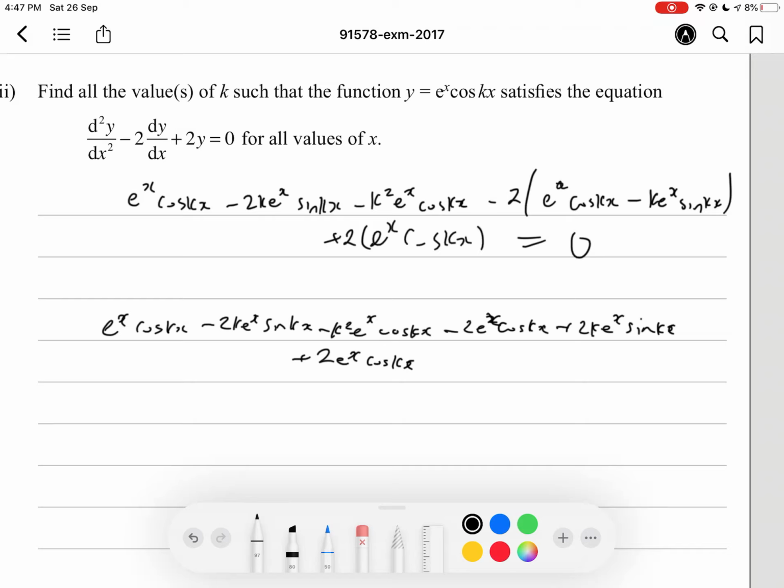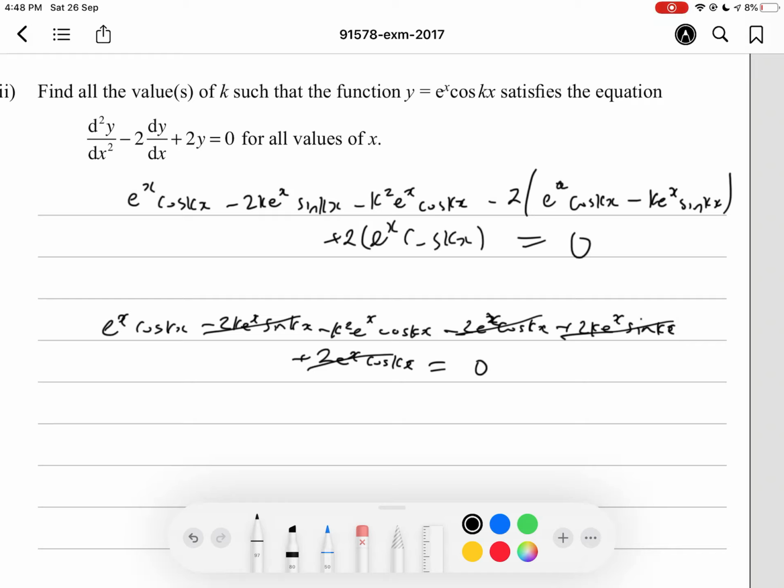Alright, so in this case, that equals 0. We have negative 2k e to the power of x sine kx, and that's going to cancel out with the positive one here. So negative 2k e to the power of x sine kx plus 2k e to the power of x sine kx equals 0, so that cancels out. We also have 2e to the power of x cos of kx cancelled out with negative 2e to the power of x cos of kx, so those two cancel out.